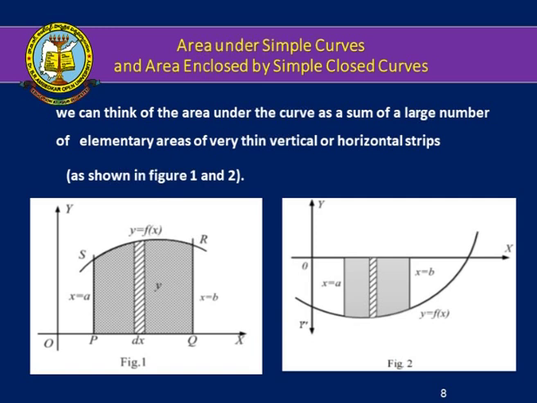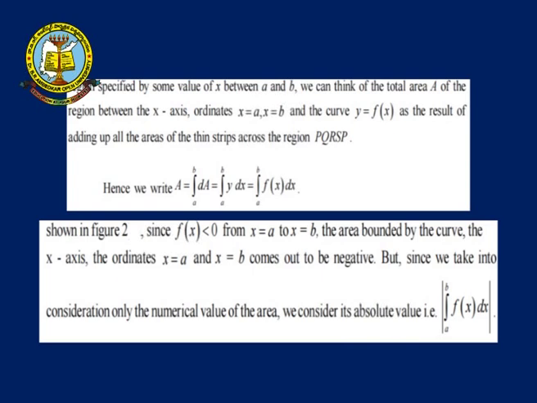Now, I want to identify the area. Capital A equal to integral a to b dA. What is dA? It is y dx, integral a to b y dx. And y equal to how much? f of x. So, I substitute: integral a to b f of x dx. This is the identification of the area under a simple curve when the function f of x is greater than or equal to 0 in the interval a to b: capital A equal to integral a to b dA, that is, integral a to b f of x dx.